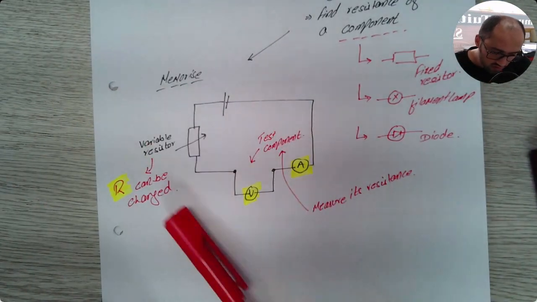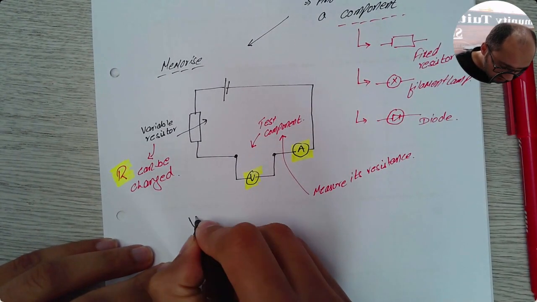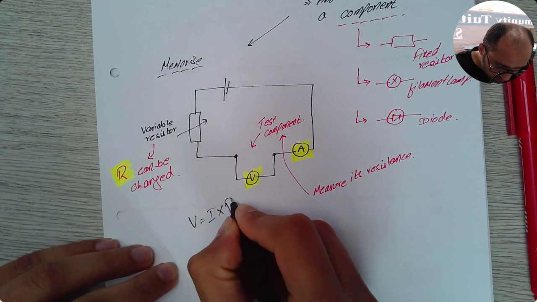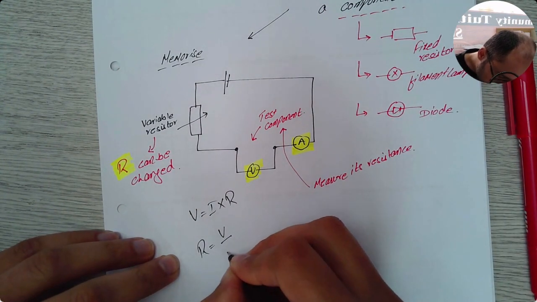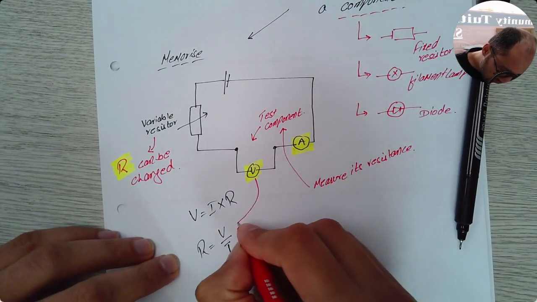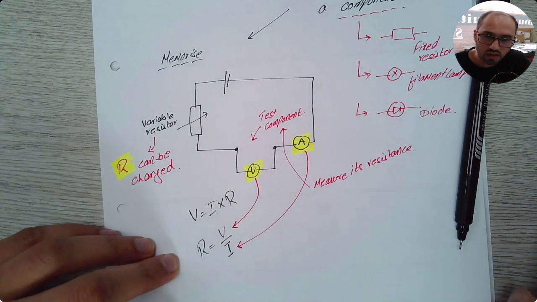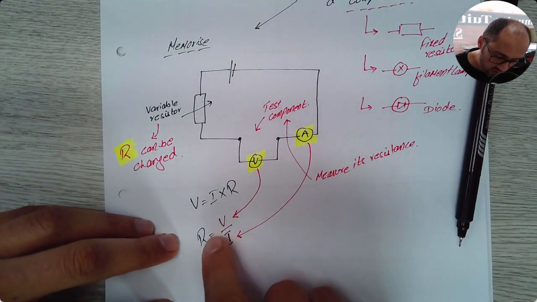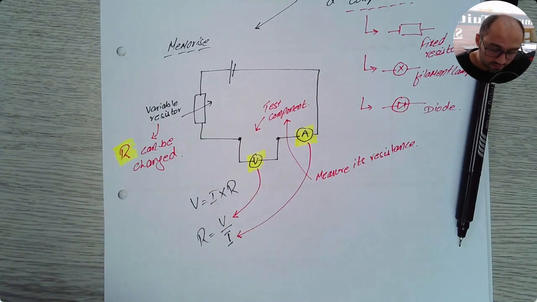So if I use this circuit, I can use my equation V equals I times R. And if I make R my subject, then it will give me R equals V over I. The value of V will come from here. The value of I will come from here. And if you plug these two values in, you can calculate the value of the resistance of this component.